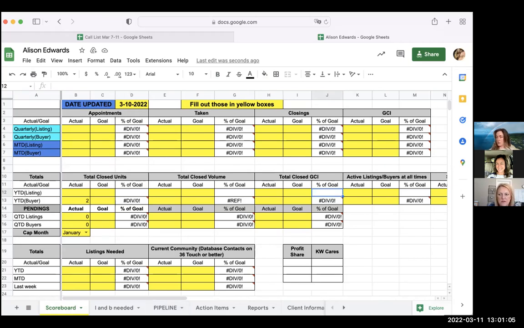Okay, so we know that you need 16 listings that are going to close and 15 buyers that will close. You know that you want a $15 million volume. So that is 7,500,000 on each side.